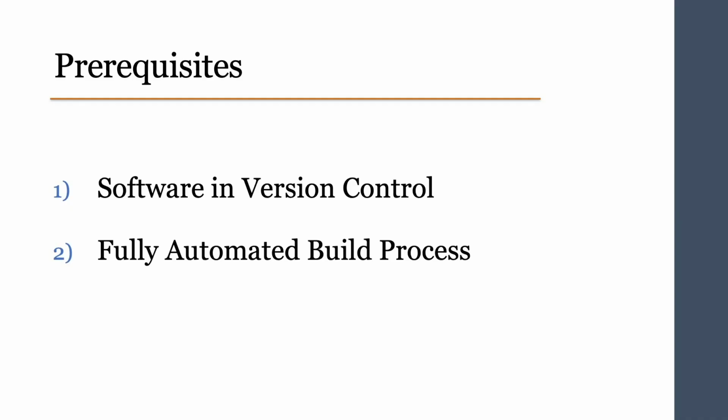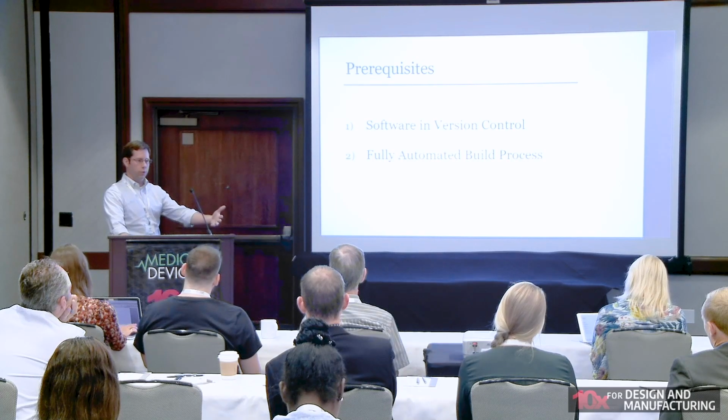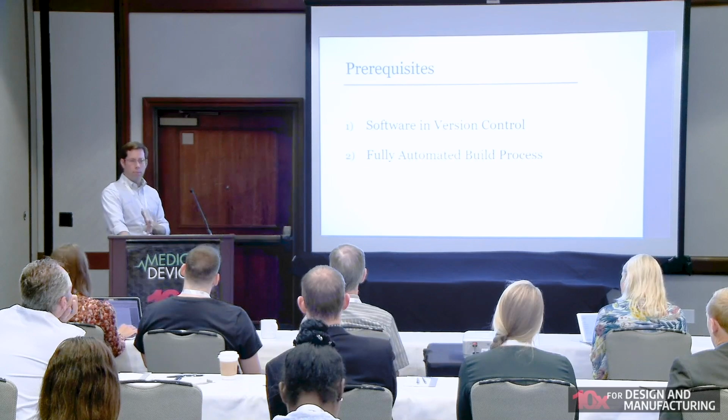There are more modern version control systems that are much less painful to work with for developers. Git is the most popular one in the world right now. It's been popularized by sites like GitHub. Maybe you've heard of them. The second prerequisite to this is that your build process, just building your executables that actually get flashed onto your device, has to be fully automated.